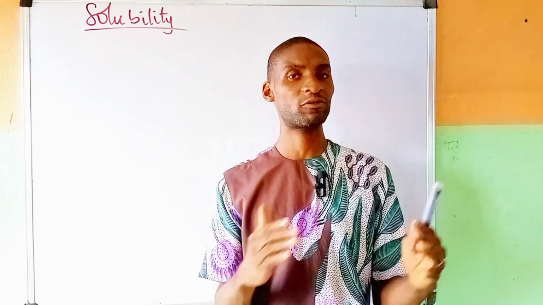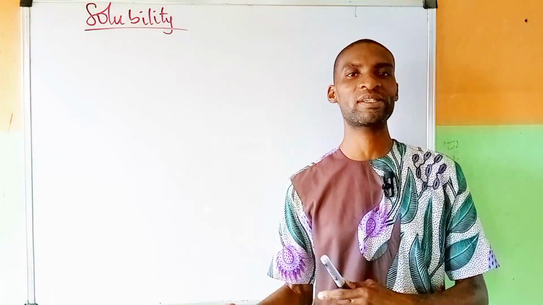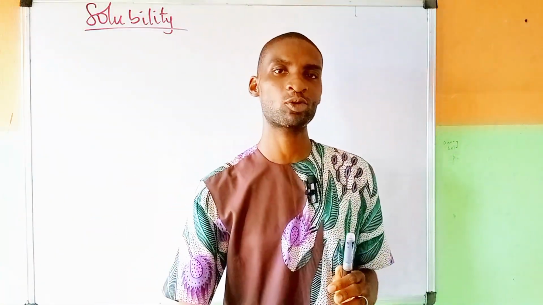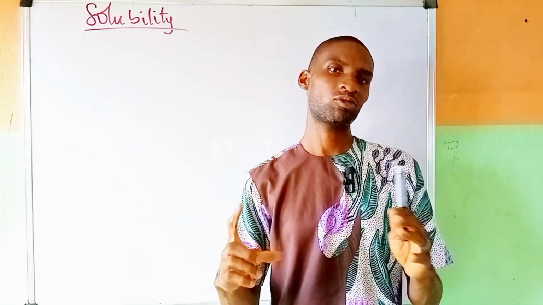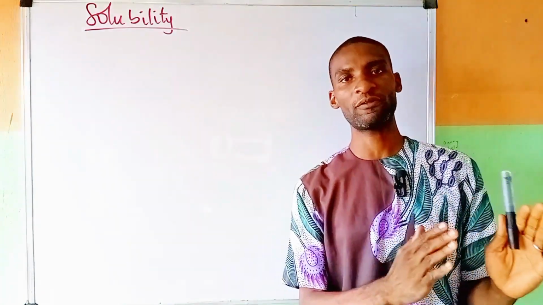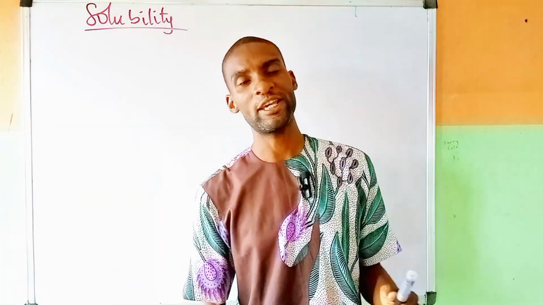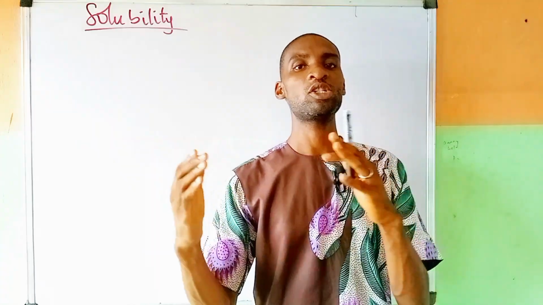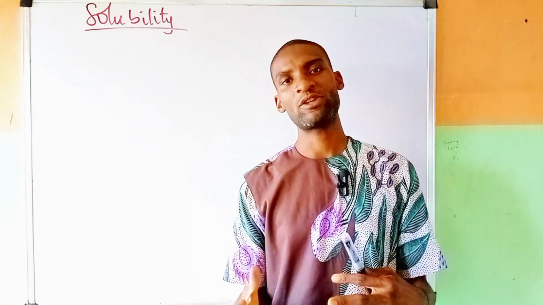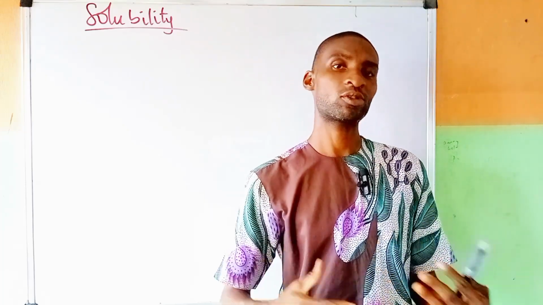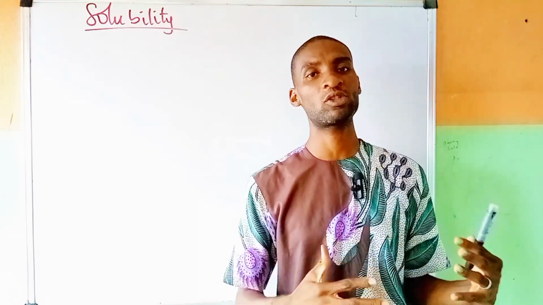Solubility is a combination of two words, soluble and ability. So solubility is the ability of a substance to dissolve in another substance. That solid substance that dissolves is called the solute, and it dissolves in the solvent, and then a solution is formed. For example, your table salt, which is sodium chloride, if you mix it with water, you have the salt solution. So the solute is the salt, water is the solvent, and the mixture of the two is the solution.